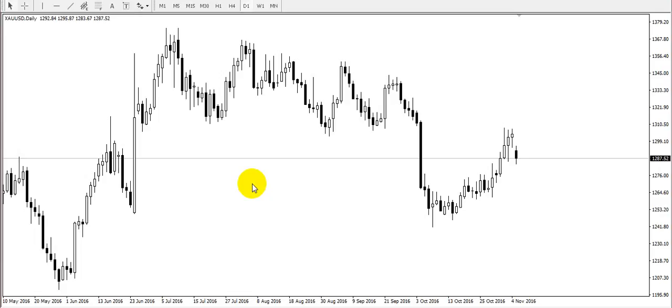Today we are going to be discussing how to draw support and resistance. Support and resistance is actually very essential to the trading method we use here at Finance Motion. So it's very essential, so we thought that we should actually show you guys how this is done.